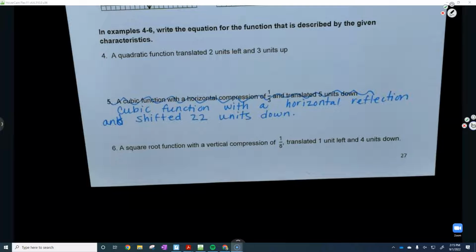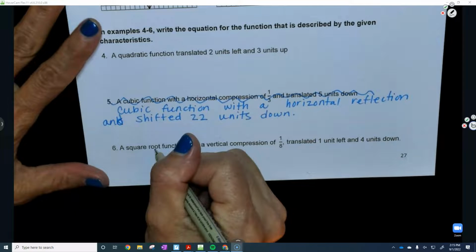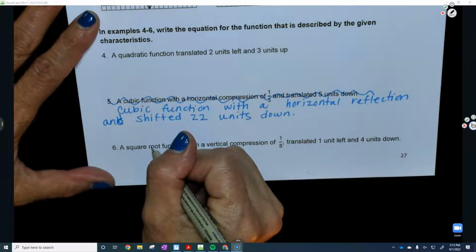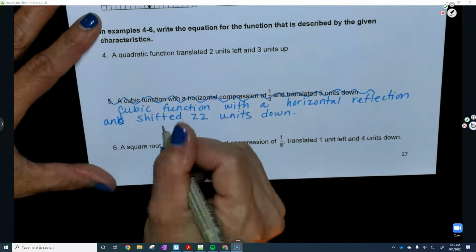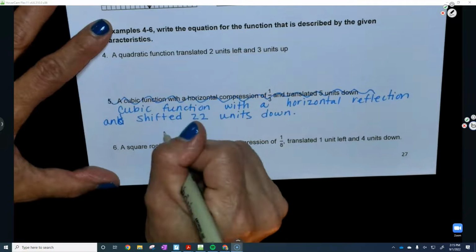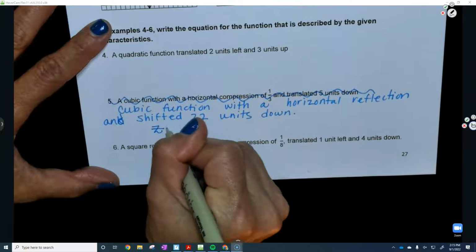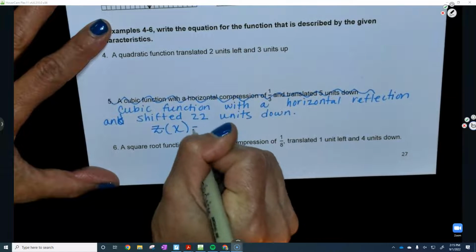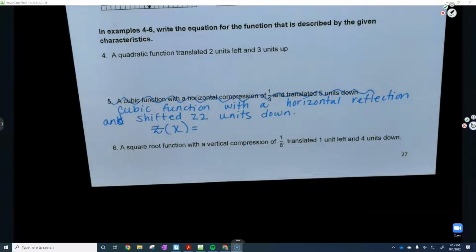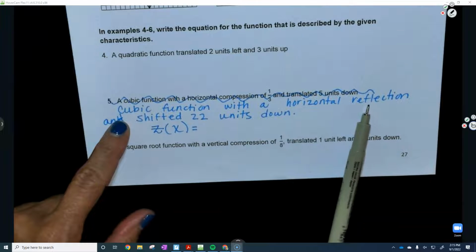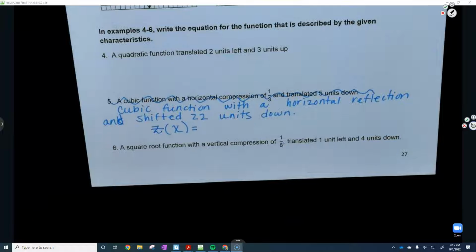Okay, so we're going to write the equation, guys. I wrote the word function. Let's use function notation. Give me a letter. Z, I think I heard Z. We're going to write Z of X equals a cubic function with a horizontal reflection. This is the first time you've seen horizontal reflections. We did not do them in Algebra 2.